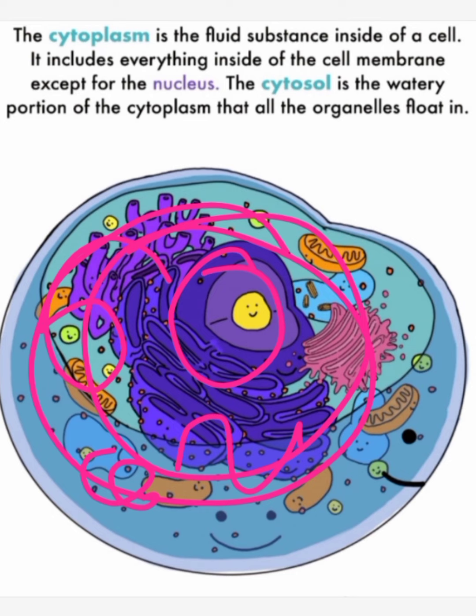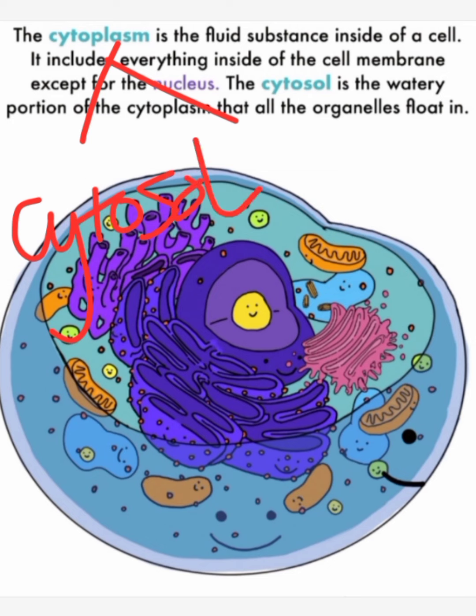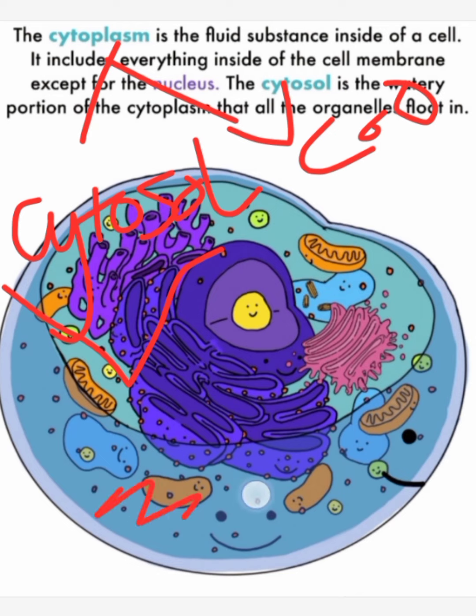So cytoplasm has two parts. First is the cytosol, and the second part is the cell organelles. The cytosol is the liquid fluid matrix, like this blue portion you can see here, inside which all the cell organelles are trapped.